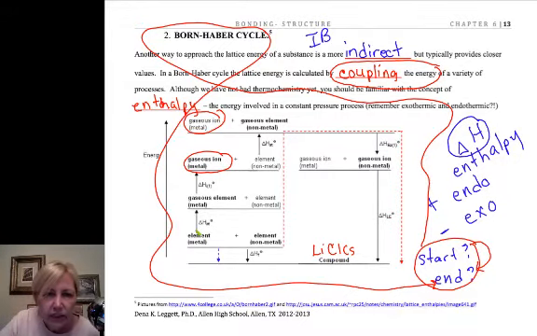So first thing we're going to do is take the metal solid and make it a gas. All right? So if we take solid and make it a gas, that's a sublimation. And we're going to do that to the nonmetal as well. So we're going to take the nonmetal and make a gaseous nonmetal, and that's sublimation energy.